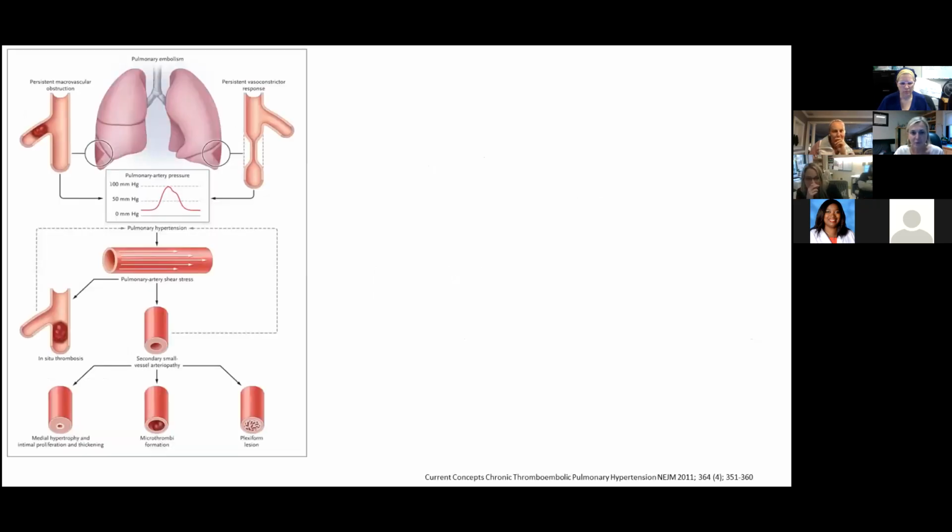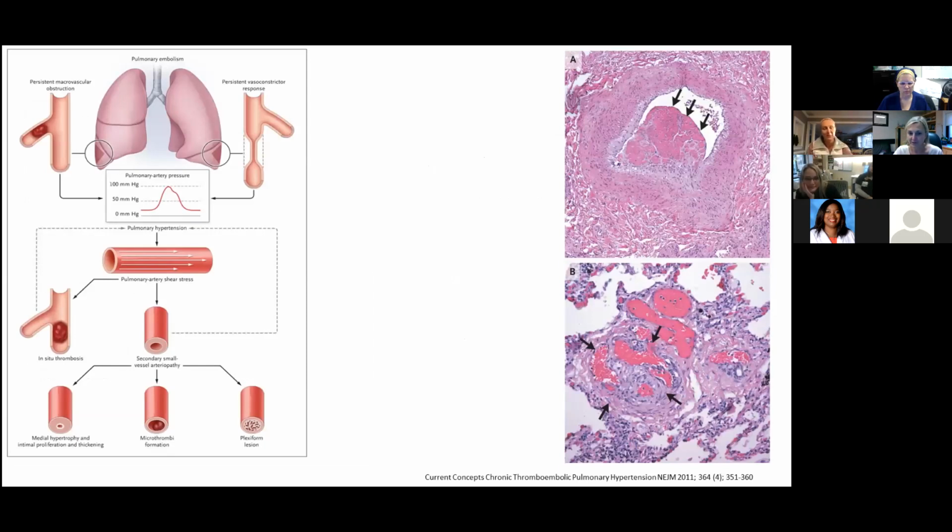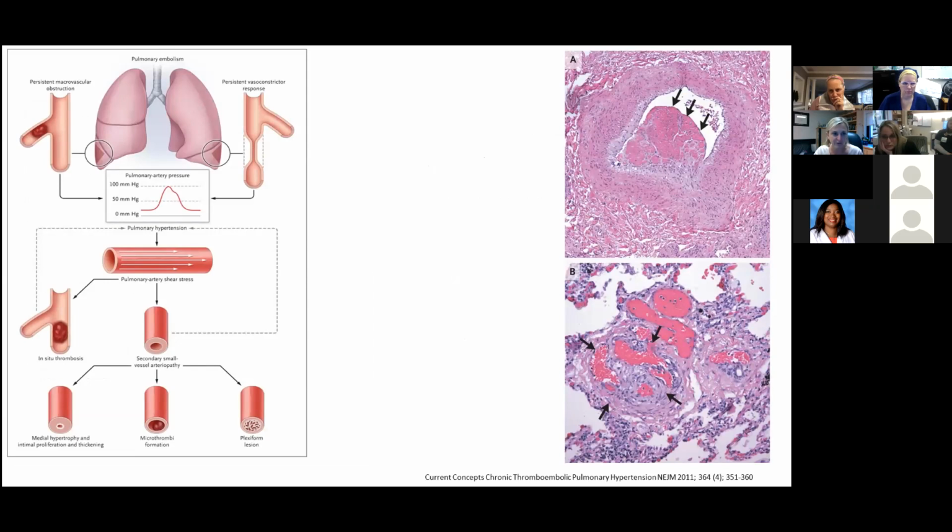So the development of CTEPH has two portions to it. One of them is the clots. If you look at the histopathology slides or photographs, this is the persistent clot that has organized. If you look at the drawing on the left side, you'll see there is a persistent macrovascular and microvascular obstruction that happens in some vessels. So the clots don't resolve and they sit there.